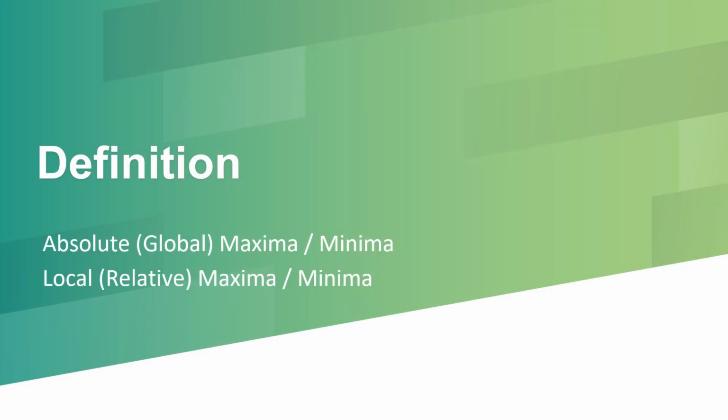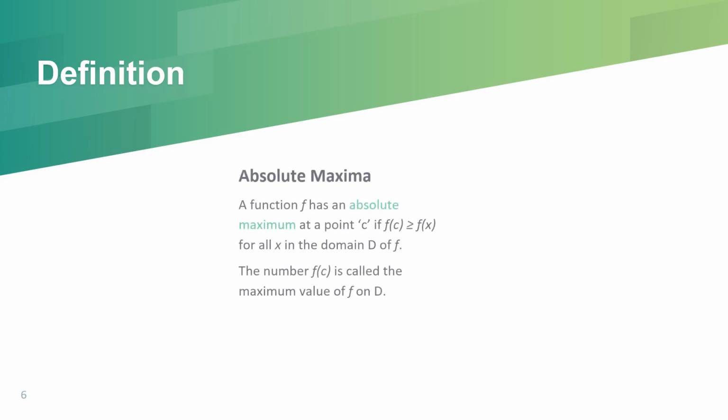We will now look into the formal definition of maxima and minima. They are of two kinds: absolute or global maxima or minima, and local or relative maxima or minima. Absolute maxima: a function f has an absolute maximum at a point c if f(c) is greater than or equal to f(x) for all x in the domain D of f. The number f(c) is called the maximum value of f on D. That is, in the entire domain of the function, the largest value of f gives the absolute maximum.